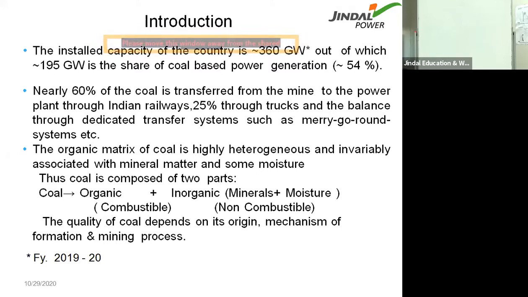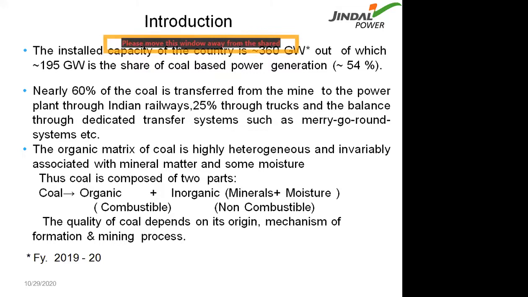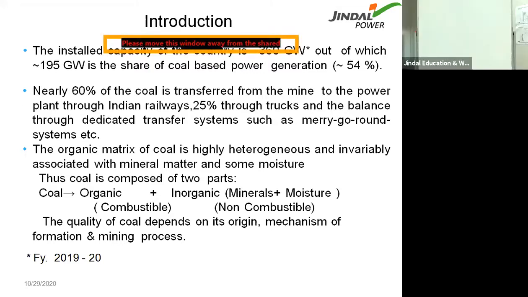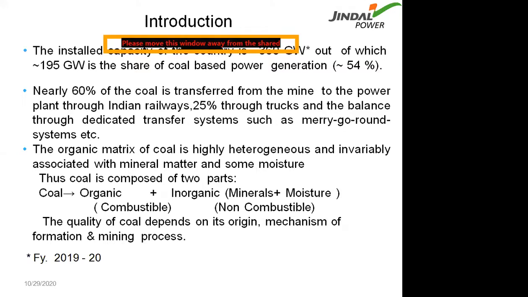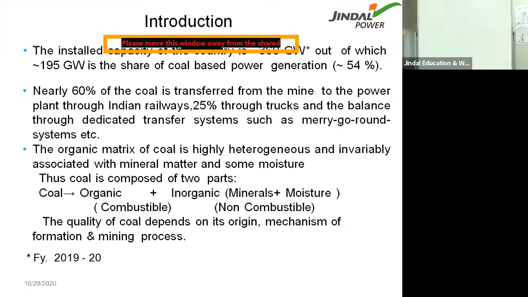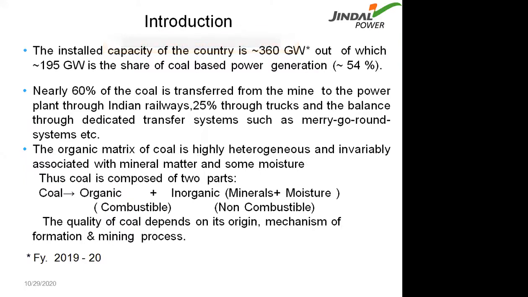Nearly 60% of the coal we procure from the mines comes through the Indian Railways REC systems, and 25% of the coal we procure comes through truck systems, and the balance is for merry-go-round systems. Merry-go-round systems are not adopted at Jindal Power Limited.